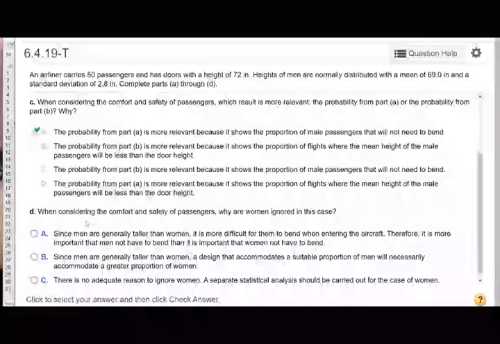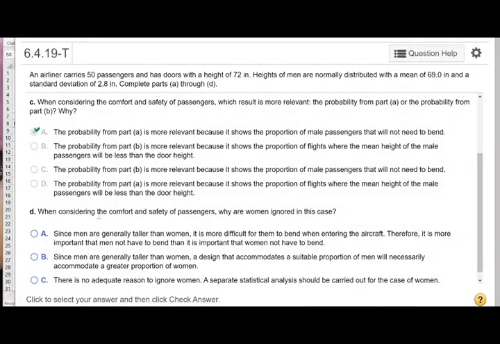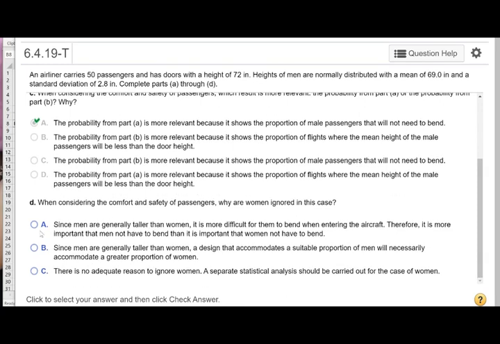And now finally part D. When considering the comfort and safety of passengers, why are women ignored in this case? Well, generally women are shorter than men, on average, not individuals, but on average, women are generally shorter. Okay, so since men are generally taller than women, it is more difficult for them to bend when entering the aircraft. We're not worried about the difficulty of bending, no.